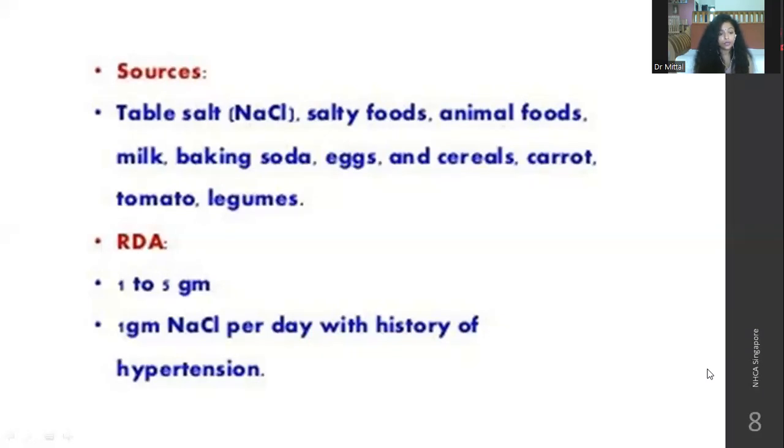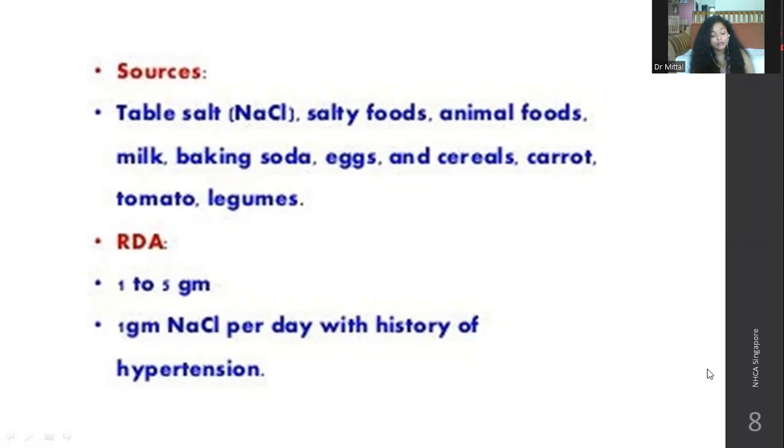So, sources of sodium: table salt, that is the best source. All salty food. Animal foods also have sodium because the flesh has sodium in it. Milk, baking soda, eggs, cereals, carrot, tomato, legumes, all fruits and vegetables do have sodium in them because soil has sodium. That will be transferred to the growth of fruits and vegetables as well.